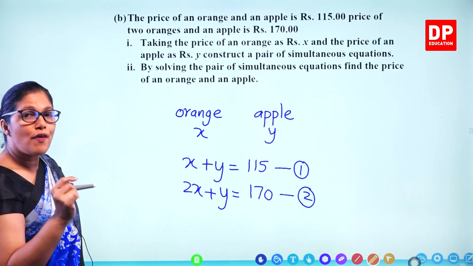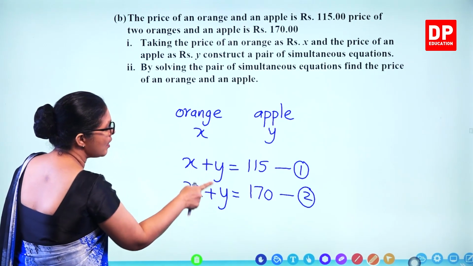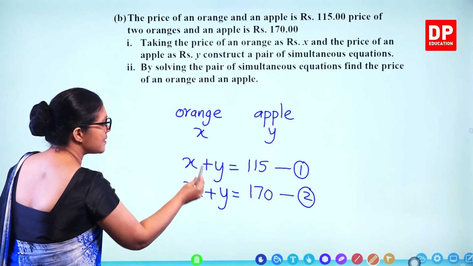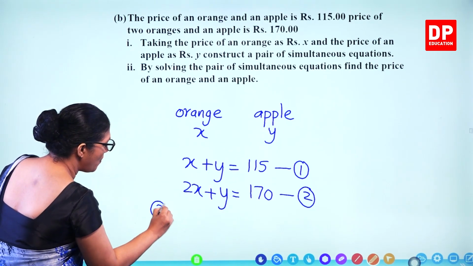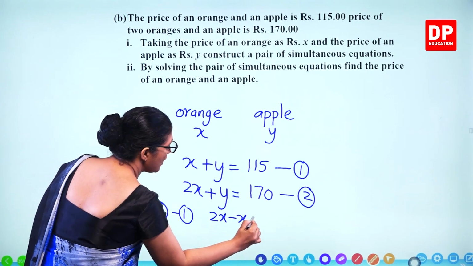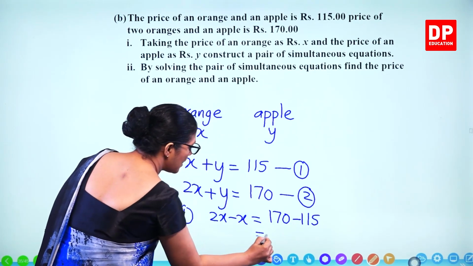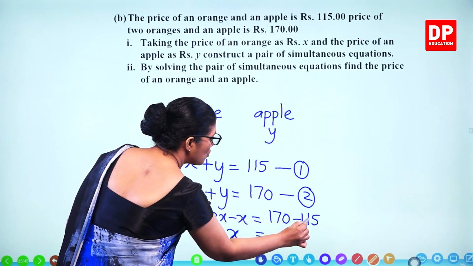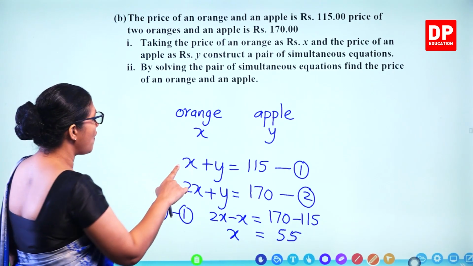Now we'll try to solve these simultaneous equations. So what you do? You find out the coefficient of x and y. These are not equal, but these are equal, so we can subtract. Why can we subtract? Because the signs are the same. So we'll take 2 minus 1 because this is bigger. 2x minus x. You get 170 minus 115. So x becomes 55. So x is 55.